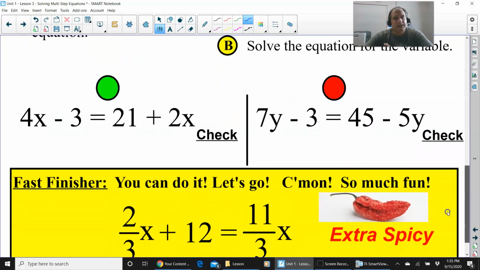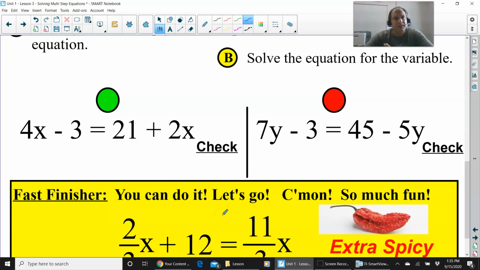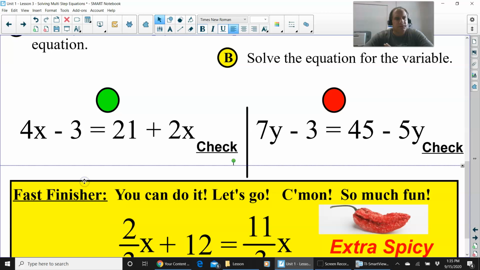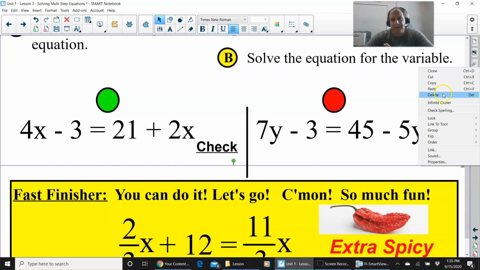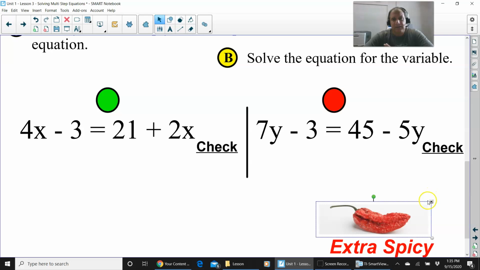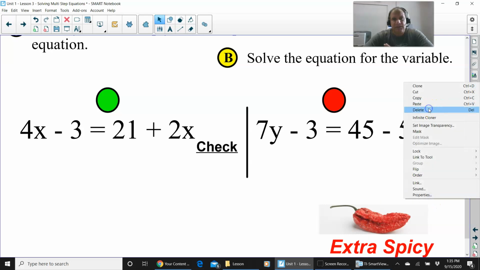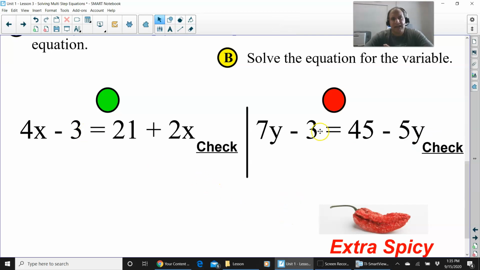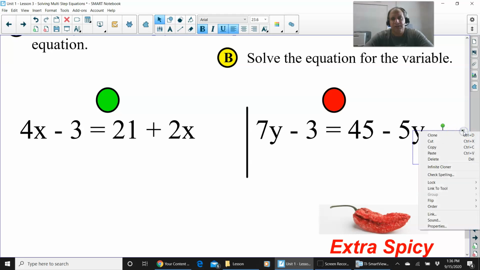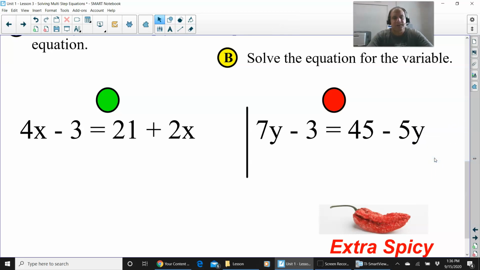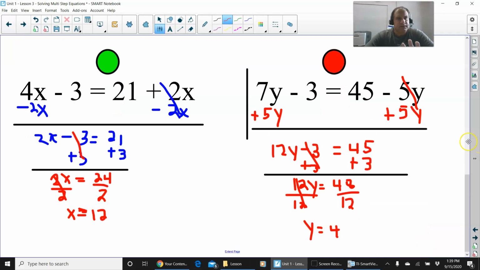Go ahead, see if you can do this bottom one we did already, so you can get that out of there. You don't have to do the fast finisher. So I am just going to go ahead and delete that fast finisher and delete this extra spicy stuff. Go ahead and see if you could do the green side and the blue side. Do not worry about checking it. We're not going to check. Just solve each one and we'll come back with the answers. Press pause now. Okay, here is what I did.